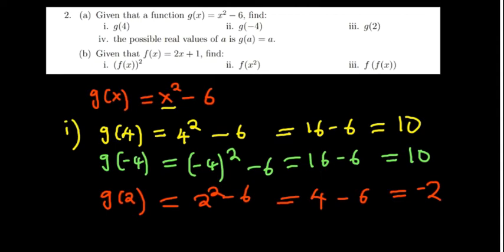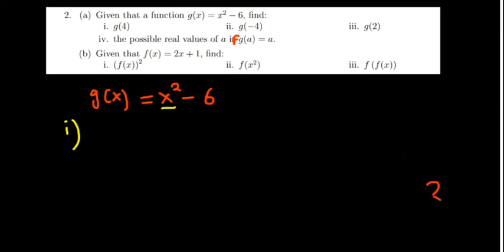Find the possible values of a. Possible values of a. So this was supposed to be if g of a is equal to a. So I can erase this. I believe you've understood how to go about all that. I was expecting them to put at least the inverse part, where they say find g inverse of x. So we'll cover that later on.